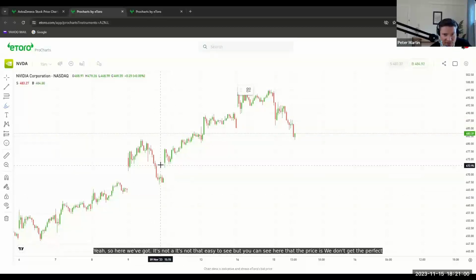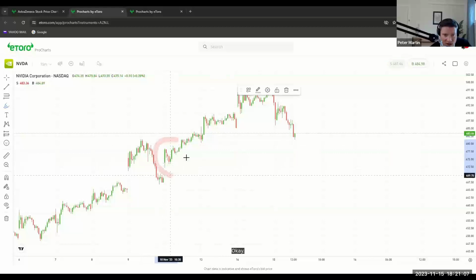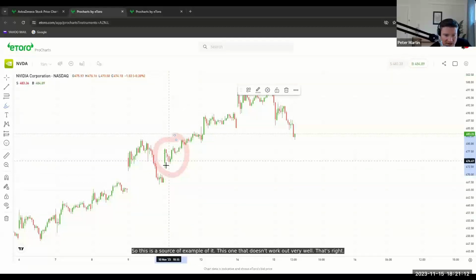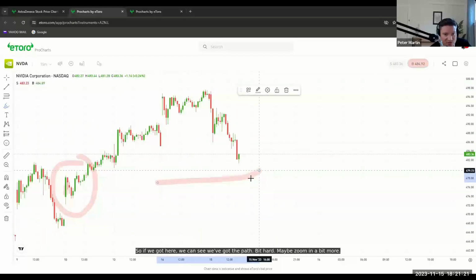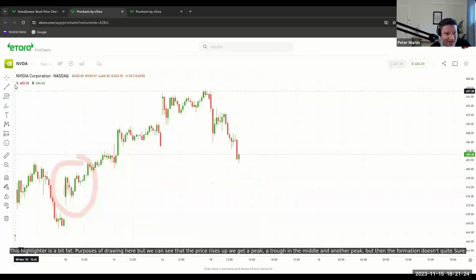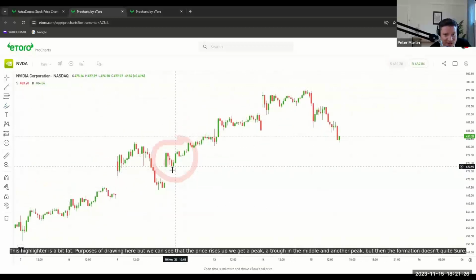We don't get the perfect. Where am I looking? So this is a sort of example of it. There's one that doesn't work out very well. That's right. So here we can see the pattern a bit hard. Maybe zoom in a bit more. This highlighter is a bit fat for the purposes of drawing here, but we can see that the price rises up. We get a peak, a trough in the middle, and another peak. But then the formation doesn't.